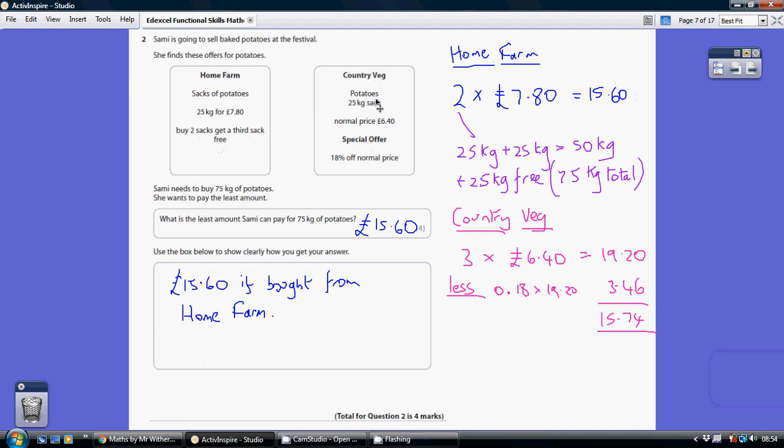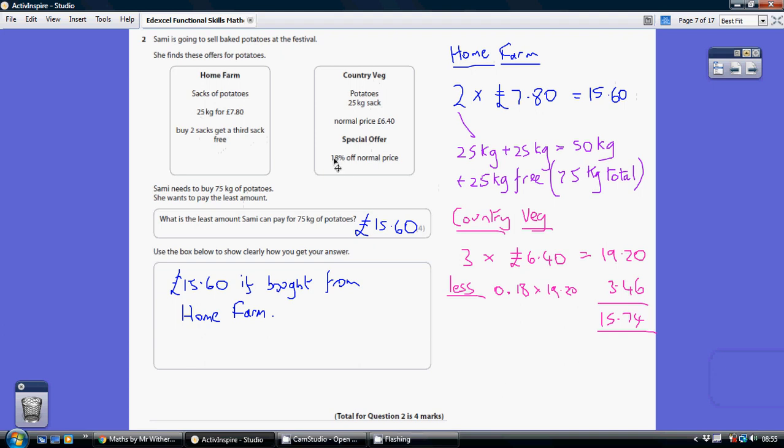Now, moving over to Country Veg, if the sacks were at full price, and again, we need three sacks because they're 25 kilograms each, it would be three lots of £6.40, which would be £19.20. Now, we've got to take 18% off this normal price because that's the special offer.